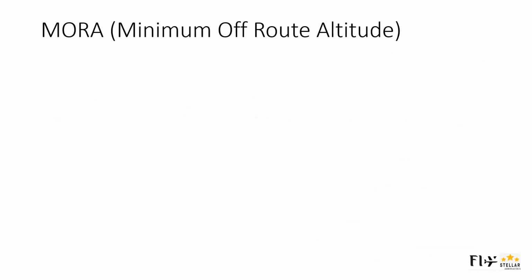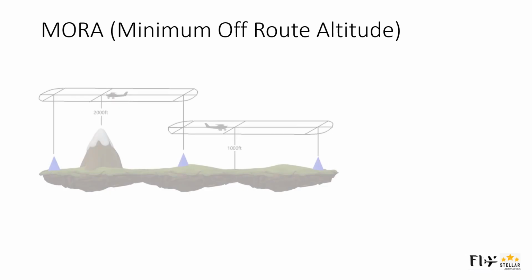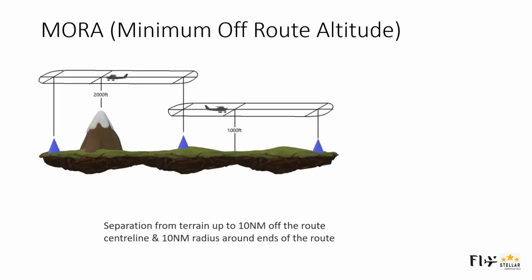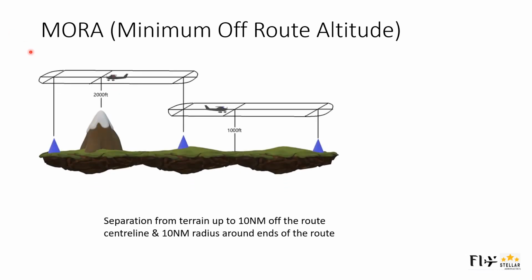Fourth is MORA, that is minimum off-route altitude. It provides separation from terrain up to 10 nautical miles off the route center line and 10 nautical mile radius around the ends of the route. It provides 1000 feet separation in non-mountainous areas and 2000 feet separation in mountainous areas.